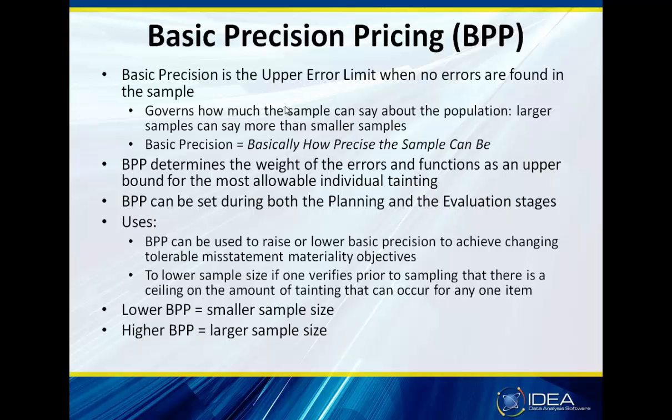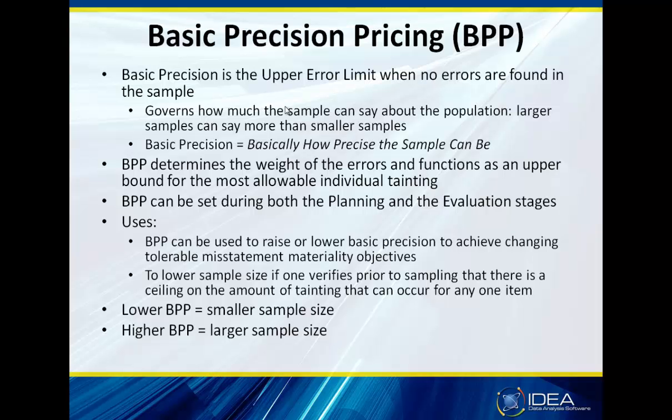Basic precision pricing is how we determine the weight of this basic precision. It determines the weight of the errors and functions as an upper bound for the most allowable individual tainting or percentage error per record. Basic precision pricing can be set both during the planning and the evaluation stages in IDEA. For our uses, we can use BPP to raise or lower the basic precision to achieve changing tolerable misstatement materiality objectives. Let's say you wanted to move your materiality threshold after you had pulled your sample and audited the items.